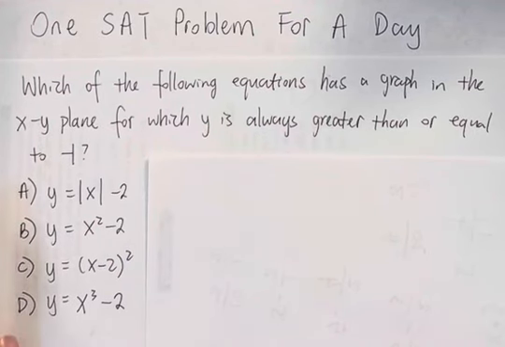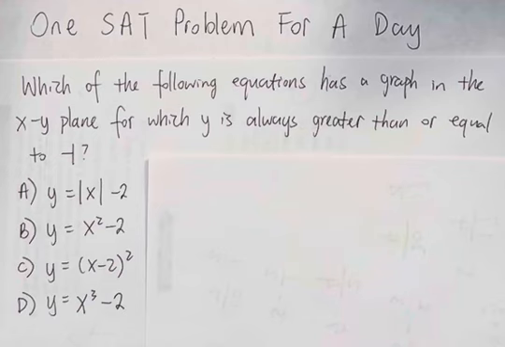So first look at choice A. It says y is equal to the absolute value of x minus 2. You have to know one thing: the absolute value of any number is always greater than or equal to 0. So if that's the case, the least value choice A can be is 0. So 0 minus 2 will give us -2, which is definitely smaller than -1. So we can cross out choice A.